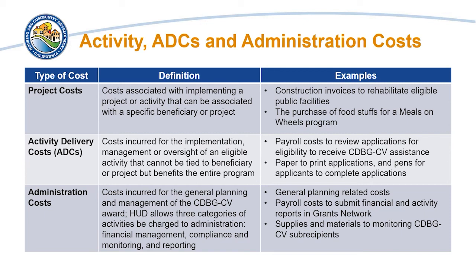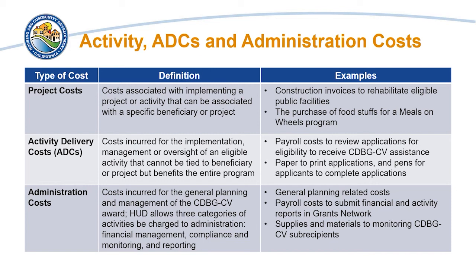Activity delivery costs, also commonly referred to as ADCs, are costs incurred for the implementation, management, or oversight of an eligible activity. Some examples include payroll costs to review applications for eligibility to receive CDBG-CV assistance, as well as paper to print applications and pens for applicants to fill out applications.